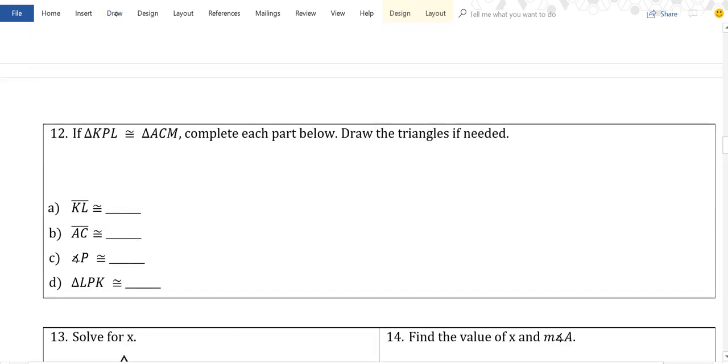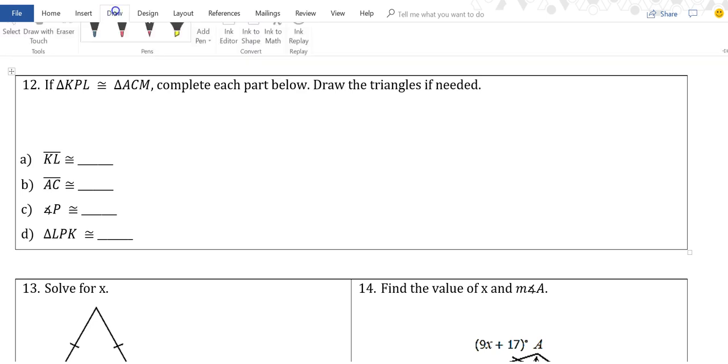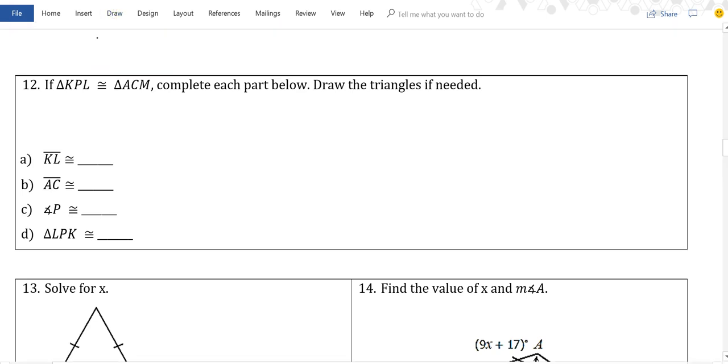Alright, I'm going to pause the video and I'll be right back. Alright, so let's see here. And my drawing tool is working again. So we're good to go.